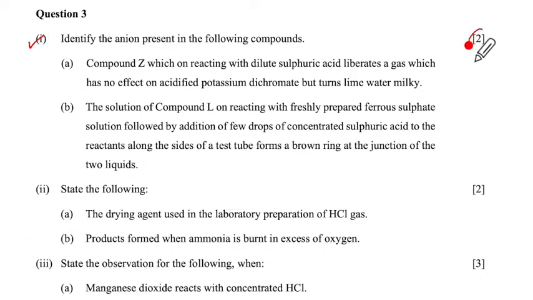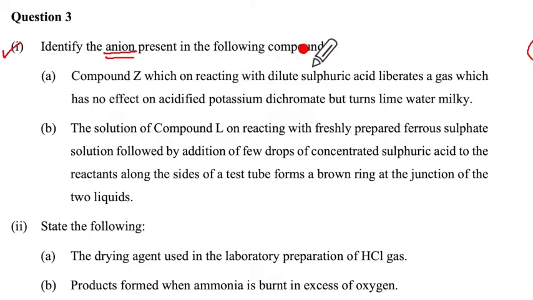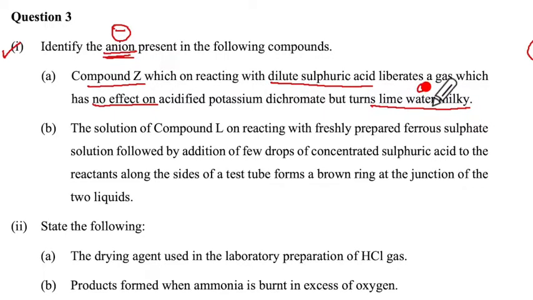The first subpart is for 2 marks. Identify the anion present in the following compounds. So we have to search for the negative radical. Compound Z reacts with dilute sulfuric acid and liberates a gas which has no effect on acidified potassium dichromate but turns lime water milky. Now lime water milky is going to be either CO2 or SO2. But when it has no effect on acidified potassium dichromate, it cannot be SO2, it will have to be CO2. So the gas liberated is CO2, which means the anion has to be a carbonate.